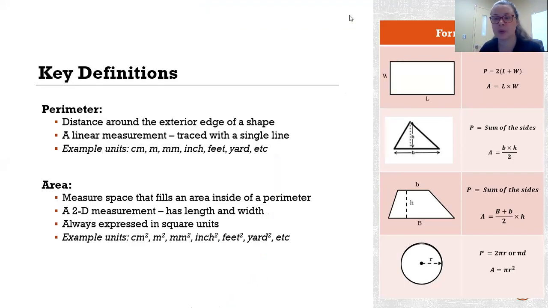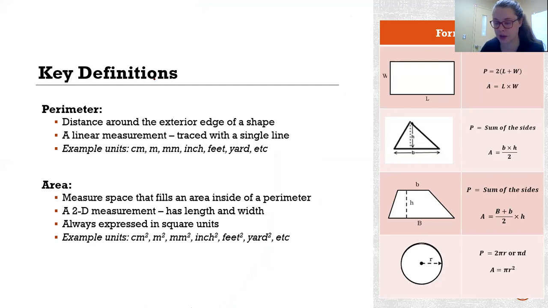All right, so my formulas are somewhat covered, but I think we're close enough here. Starting out, we're going to look at just a couple of definitions. I know this is probably familiar to most of you, but just to make sure we're all on the same page. Perimeter is the distance around the outside edge.